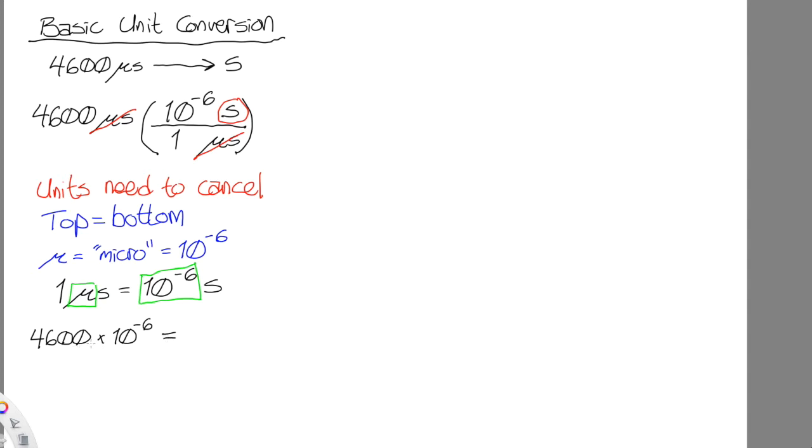So just count some decimal places here: 1, 2, 3, 4, 5, 6. So we'll end up with 2 zeros back over here. Or you can just plug this into your calculator and find out that you get 0.0046 seconds. Seconds because that's the unit we have left here. And that is this entire conversion.